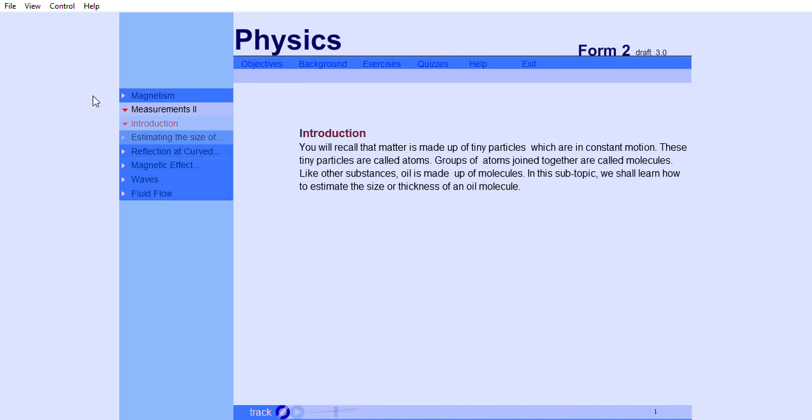Introduction. You will recall that matter is made up of tiny particles which are in constant motion. These tiny particles are called atoms. A group of atoms joined together are called molecules. Like other substances, oil is made up of molecules. In this subtopic, we will learn how to estimate the diameter of a molecule.